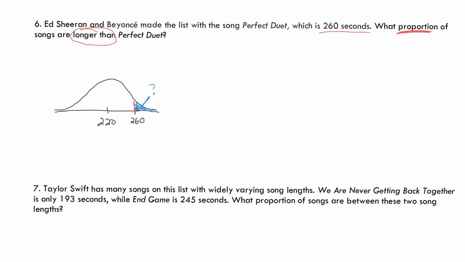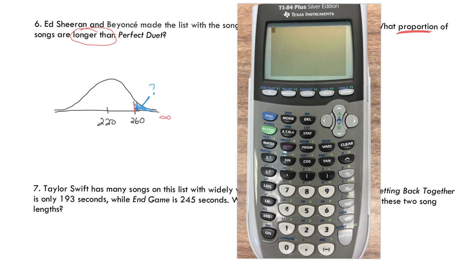Remember, this density curve keeps going to positive infinity to the right, but we don't need to use infinity in the calculator. We're going to use positive 10,000. So my lower bound is going to be 260, all the way to positive 10,000, and then you can find the proportion. In the calculator, to find the proportion or the percent that is more than 260 seconds, which is just the area under the curve when we know the distribution is normal, we are going to use the normal CDF function.